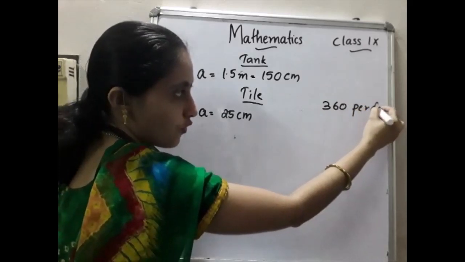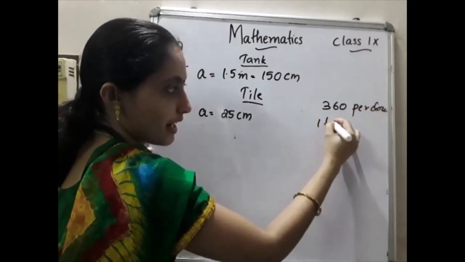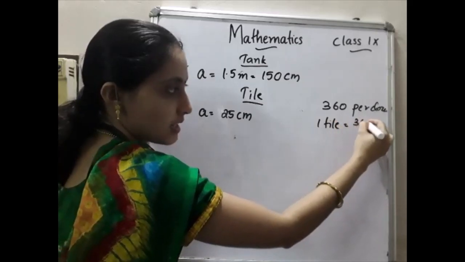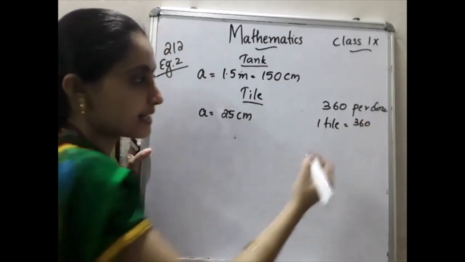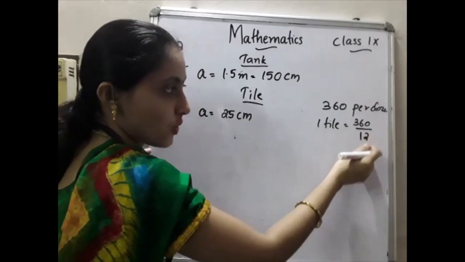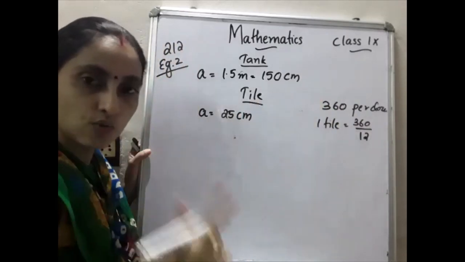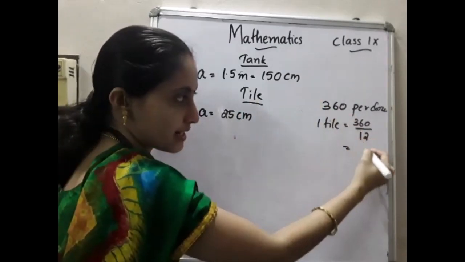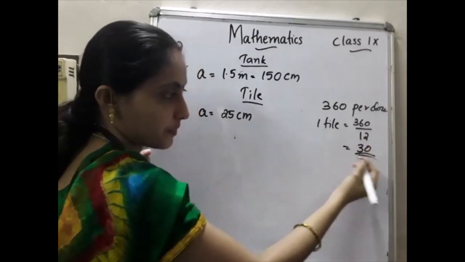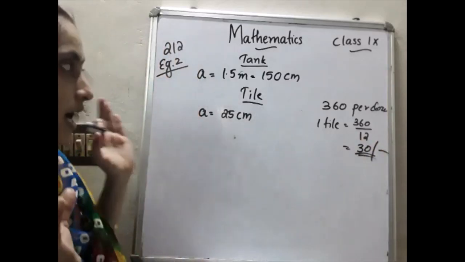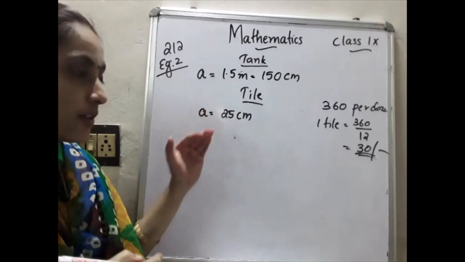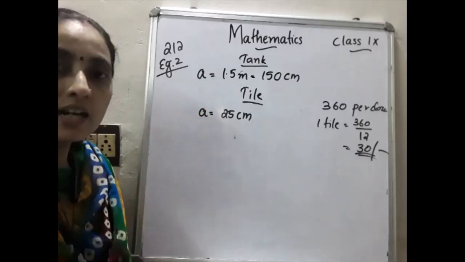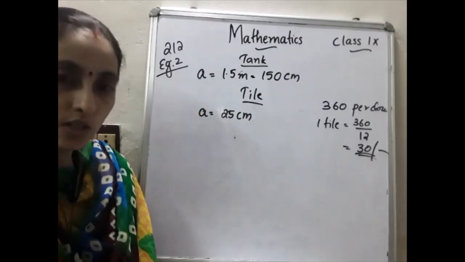So for one tile, what can we write? A dozen means 12. So 360 by 12, that is, 12 tiles cost rupees 360. So one tile costs 360 by 12, that is equal to 30 rupees. I think this is the basic thing while we read the question. Then we'll move to the question.